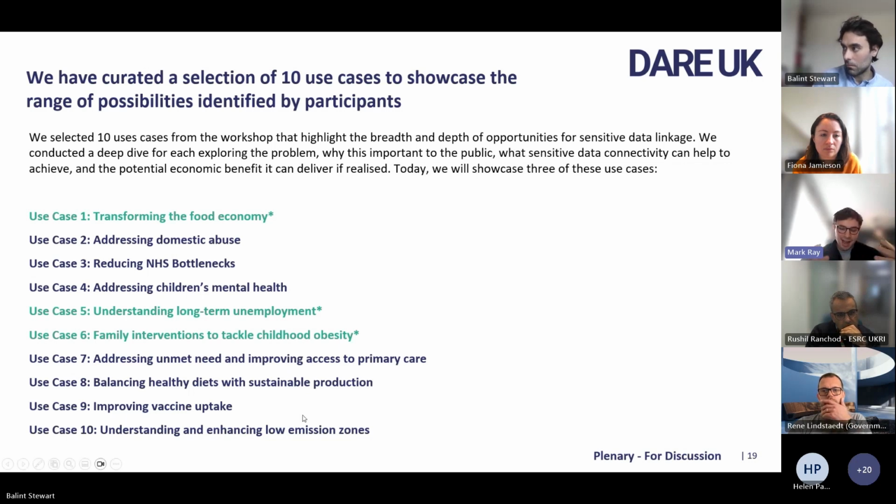I should state now that this is not to say that these use cases specifically are being taken forward, rather they've been selected to demonstrate the type of opportunities where DARE UK can have maximum impact. So we've chosen 3 today that really do represent this breadth and depth, and they're the ones highlighted in green, but there are a further 7 that we won't speak about today that will be in the final report, which you can read about in April.